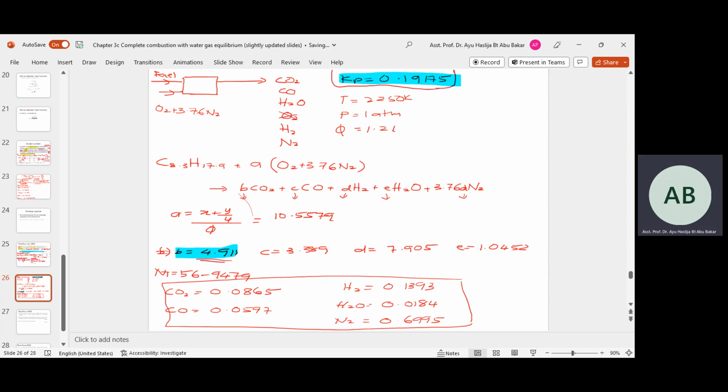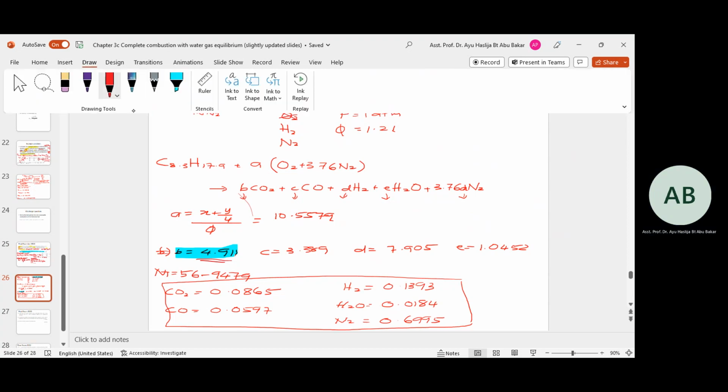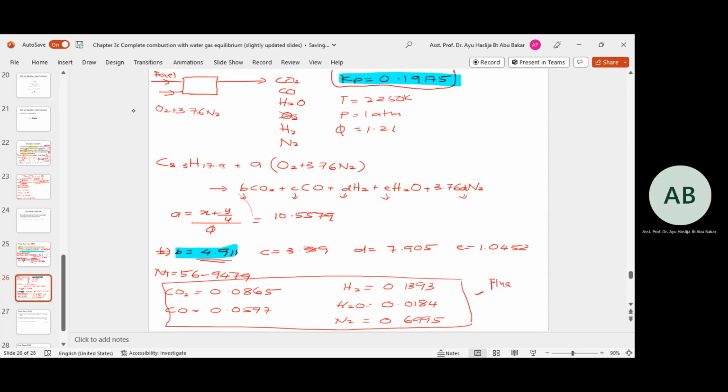Okay, try to proceed until you get the composition fraction as your final answer. Once you get the B, C, D, and E, this is not your final answer yet. Plug it into the equation, then find the total mole, then find the final mole fraction of the gases. Okay, this is your final answer. So let's try to do that.